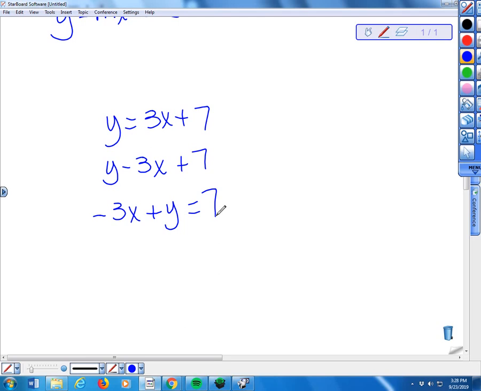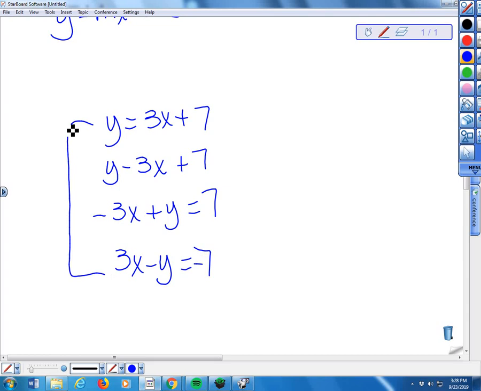Okay? When you're in standard form, there's a couple of rules. X is always positive, and both a and b are always integers. They're never fractions. So if you want to get it into standard form officially and you have a fraction, you're going to have to multiply everything by the denominator to get rid of it. Here, I have a negative 3. So if I multiply everything by negative 1, I get 3x minus y equals negative 7. So this is the exact same line.